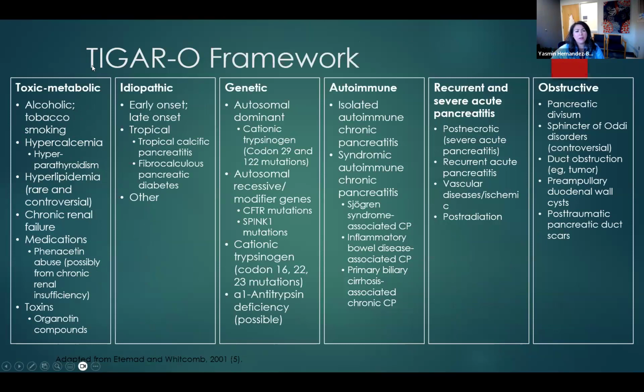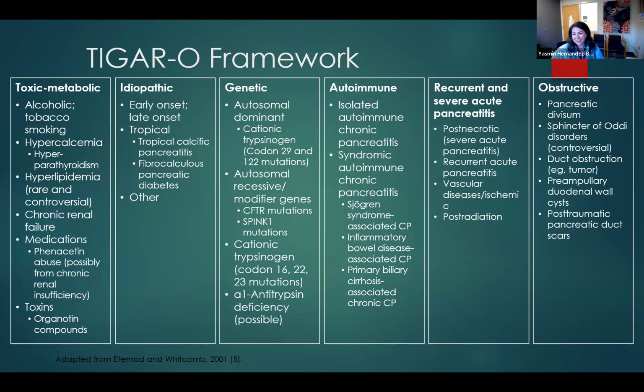In the next slide, I want to focus on using the TIGAR-O as a framework. I use this even though it was developed mostly for recurrent acute pancreatitis and chronic pancreatitis. I use this in every single patient when I think about them, even if they've had one episode of pancreatitis. It really helps me to be very organized and thoughtful about every potential etiology and have these detailed discussions with patients. In order to evaluate toxic metabolic factors, I do check triglycerides and calcium levels in almost every patient. For idiopathic, I'll make sure that I get an MRI or an endoscopic ultrasound, which Dr.